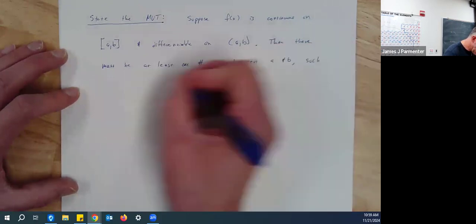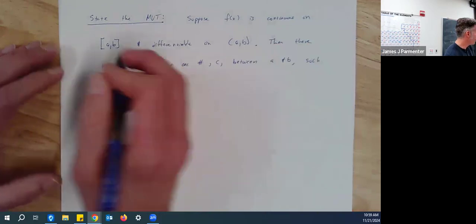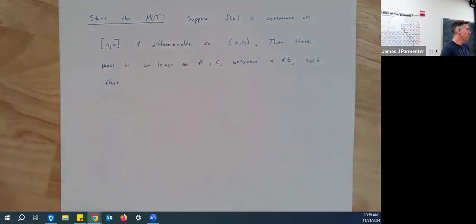Such that, okay, we're just going to write the part now. And in fact, I want you all to write down this part, that the derivative is equal to the average rate of change. The derivative at C is equal to the slope of the secant line between A and B. See if you can write that down.